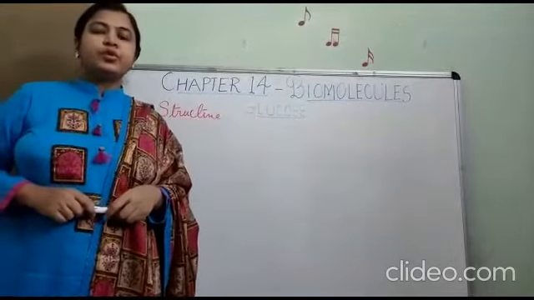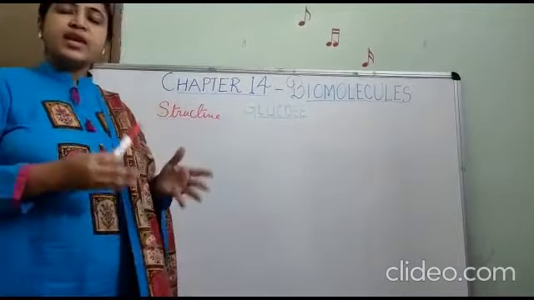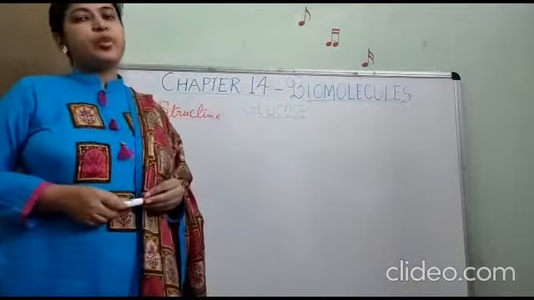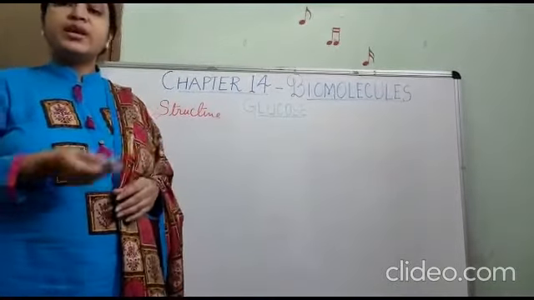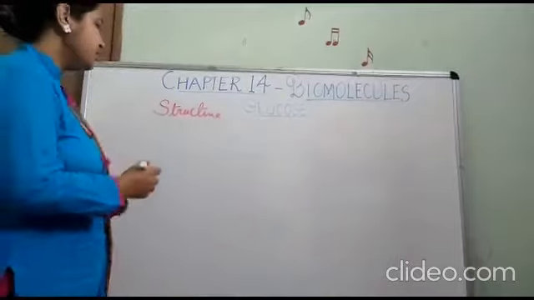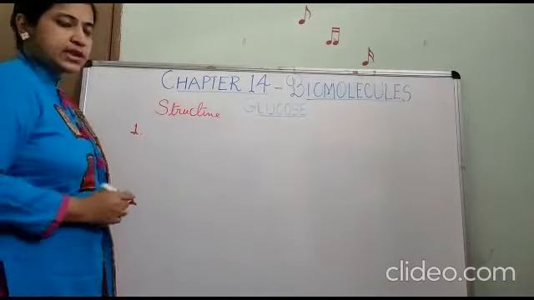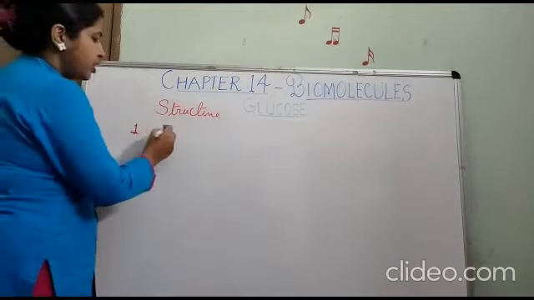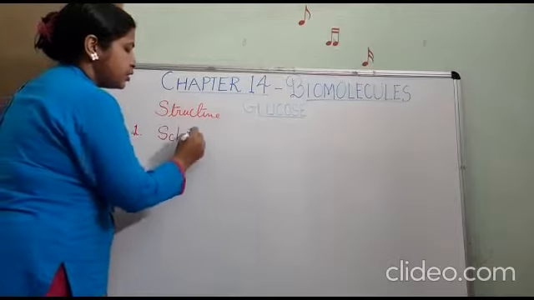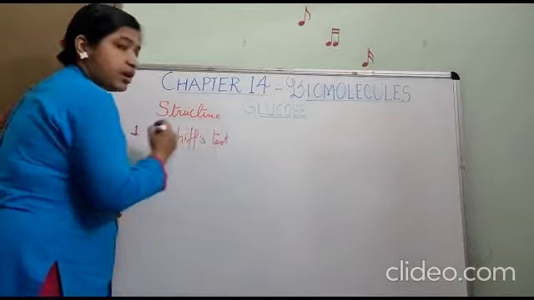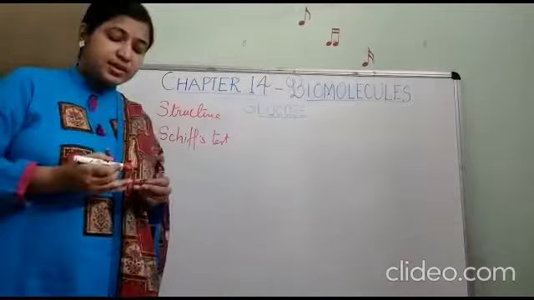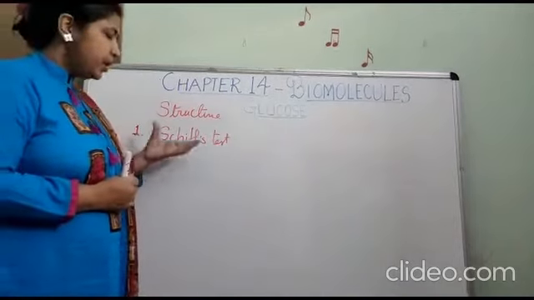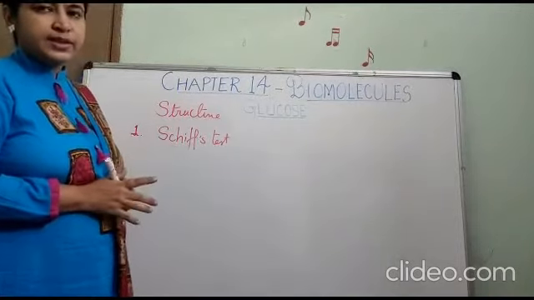The planar structure of glucose that we have studied just now was able to explain many of the properties. But there were also certain properties which were not explained on the basis of that structure. Say for example, first, in spite of the presence of an aldehyde group, glucose does not give Schiff's test. As you all know, Schiff's test is a characteristic test of carbonyl compounds. We obtain a red or pink coloration, but glucose does not give Schiff's test.